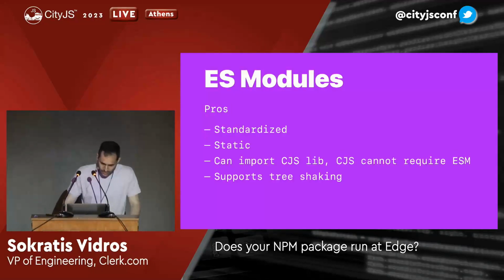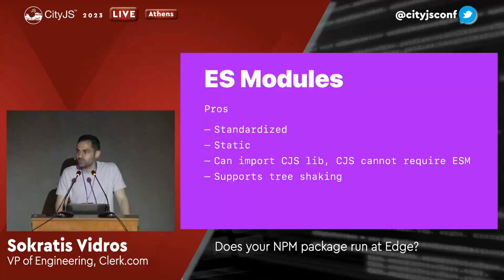We had CommonJS. We need this because it's standardized. CommonJS was built for the server. This works in both the server and the client. It's static, so it means that I can figure out the dependencies without having to run the whole code. It's not dynamic as CommonJS was. It can import CJS libraries, but CJS cannot import ESM, so this helps a lot with adoption. And of course, and most importantly for library owners, it supports tree shaking. So for example, in our library, Clerk, we export around 8 authentication components. You might just need to sign in. You don't have to download all the library.